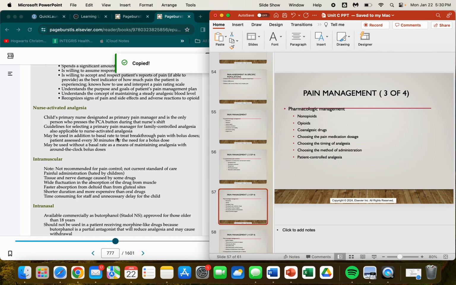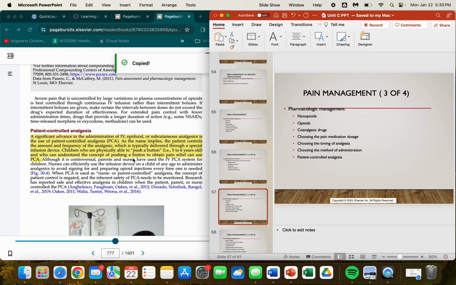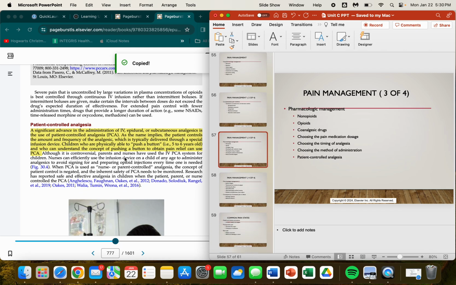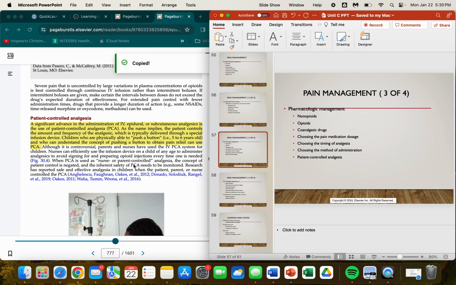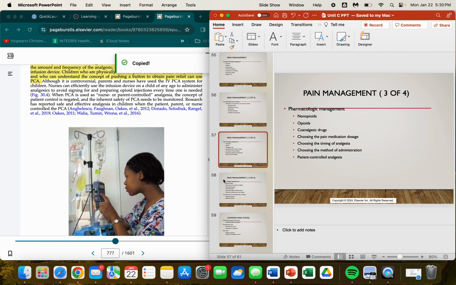On that note, for patients, especially children, whose pain is incredibly hard to control, one of the things we could potentially consider is what we call patient-controlled analgesia. The patient controls the amount and frequency as delineated by a machine, and if they are able to push a button, they can push that button for pain relief however often that machine allows them to, and that can potentially give them pain relief as often as they need it, for pain that's very hard to control.